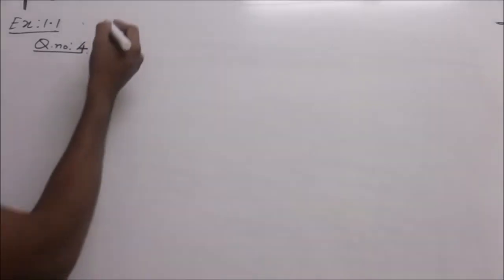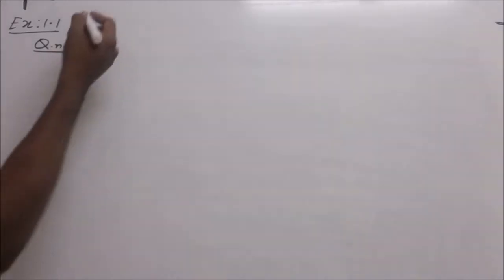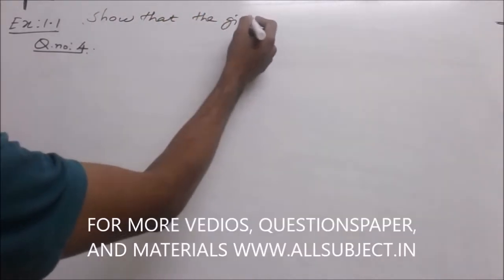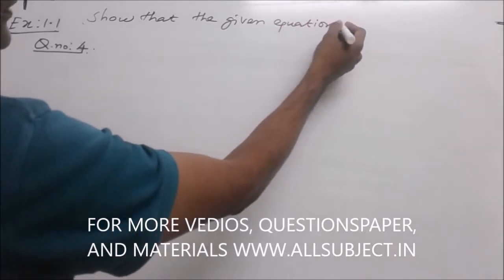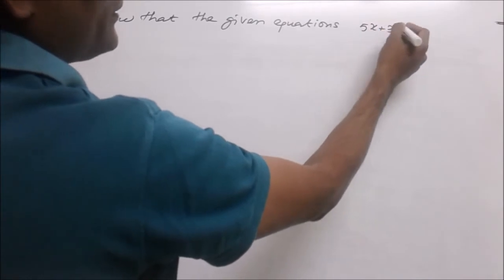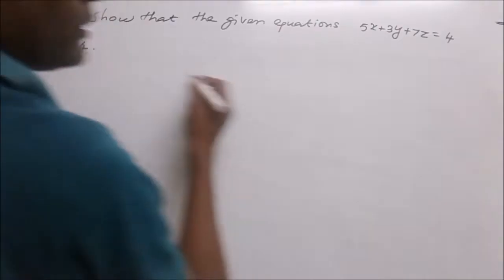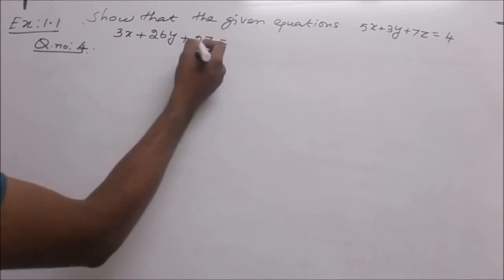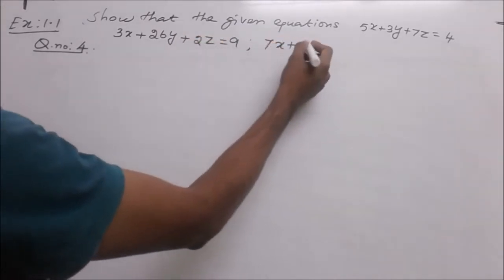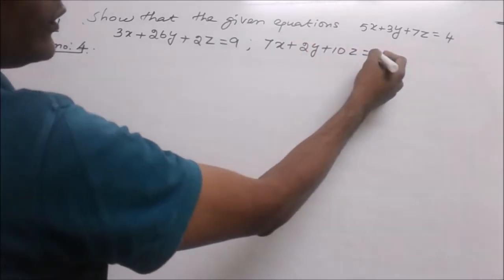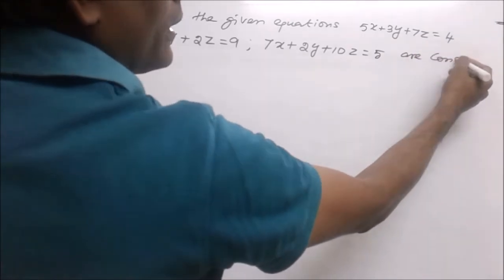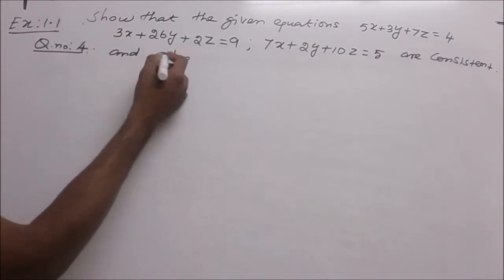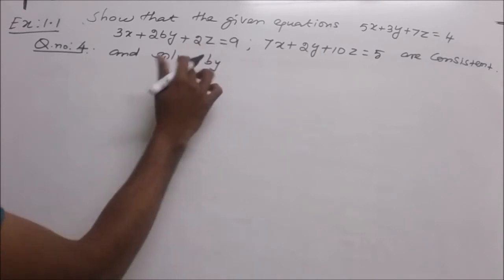Question number 4. Show that the given equations 5x plus 3y plus 7z equal to 4, 3x plus 26y plus 2z equal to 9, and 7x plus 2y plus 10z is equal to 5 are consistent and solved by rank method.